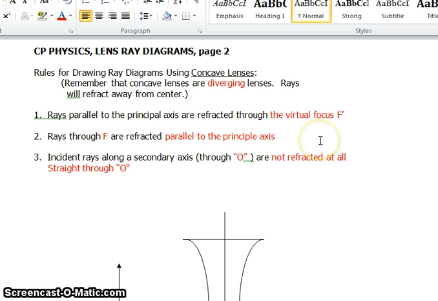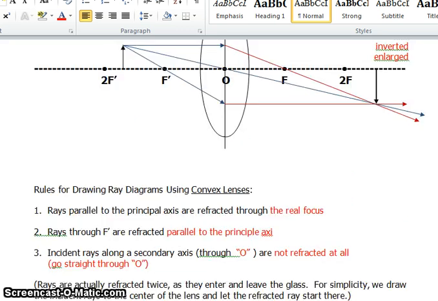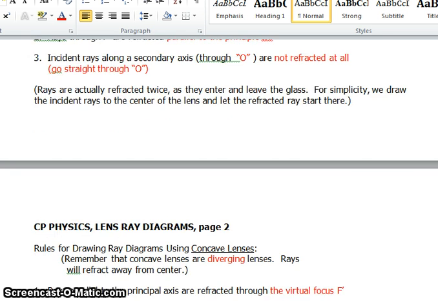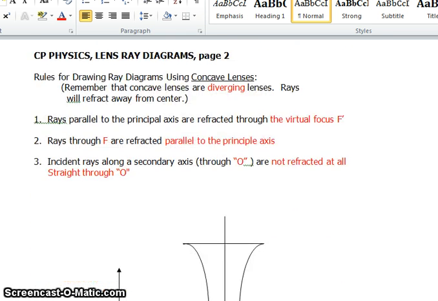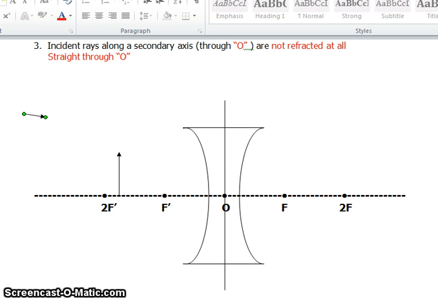Now, you may notice the only difference here is that you go through the virtual focal point first and the real focal point second, unlike back up here for convex lenses where you went through the real first and then the virtual. All right, so let's do an example of this.